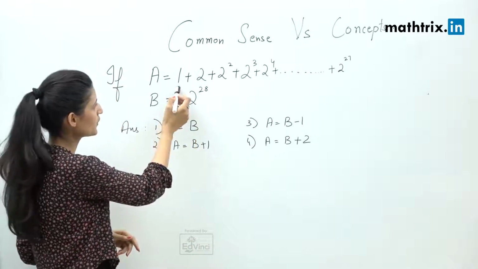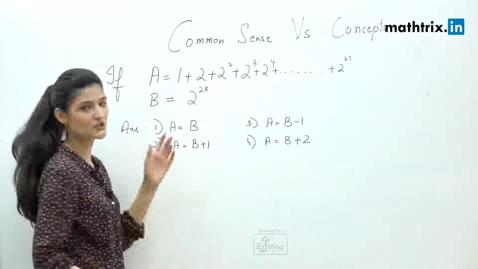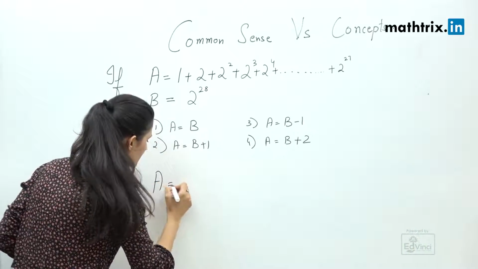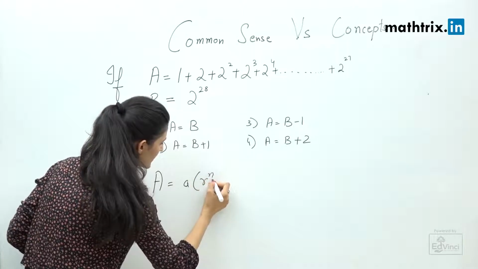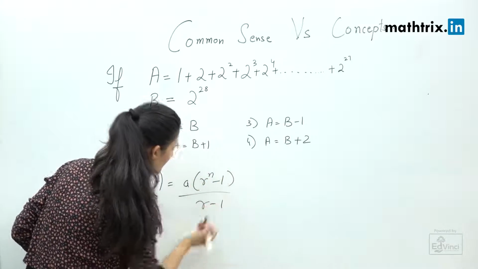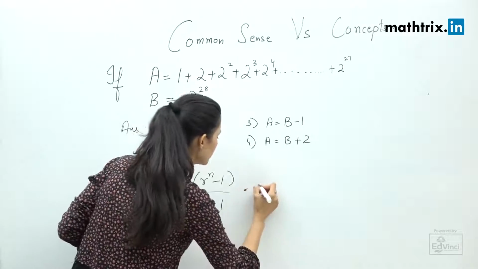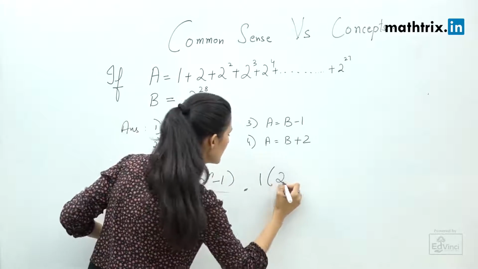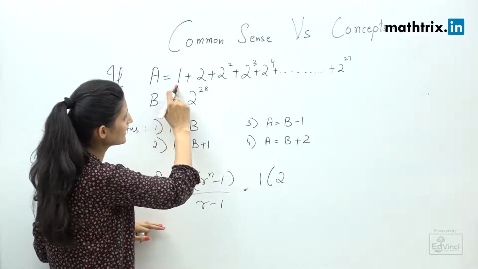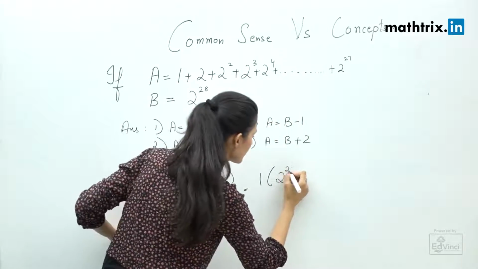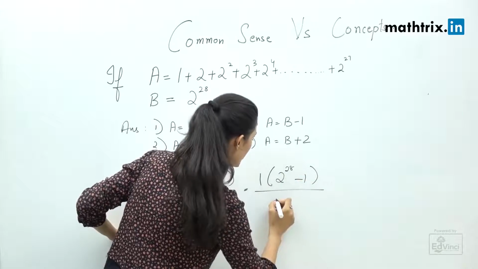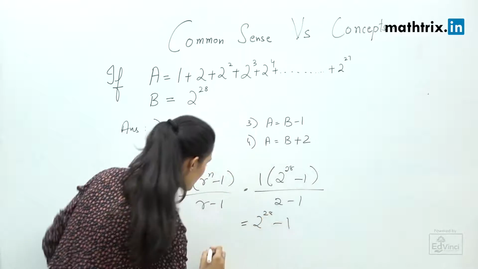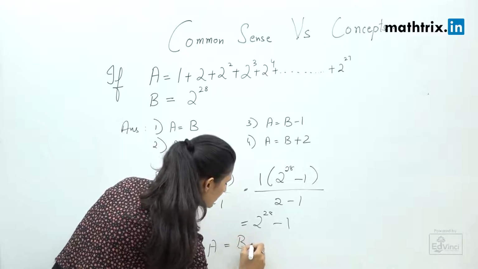If you just look here, it's 1 plus 2 plus 2 square plus 2 cube, which is nothing but a GP. So A is equal to the sum of the GP, which is a times r raised to the power n minus 1 upon r minus 1, where a is the first term, which is 1, r is the ratio, which is 2, and n is the number of terms. We have 28 terms, so 2 raised to the power 28 minus 1 upon 2 minus 1, which is nothing but 2 raised to the power 28 minus 1, which means A is equal to B minus 1.